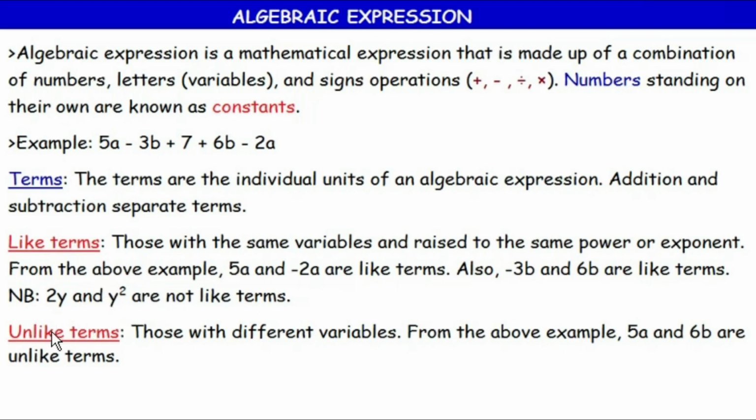So let's now look at unlike terms. That is the opposite of like terms. These are terms with different variables, or with the same variables but with different powers. From this same example, 5a and 6b are unlike terms because they have different variables. Also 2y and y squared are unlike terms because they have different powers. So that is the general overview of algebraic expression.